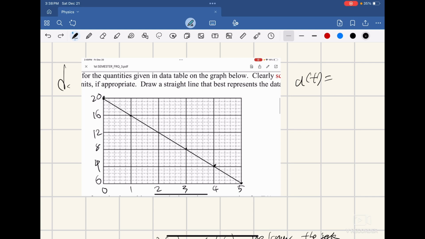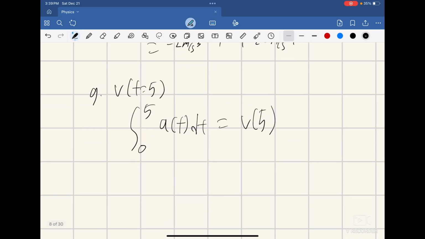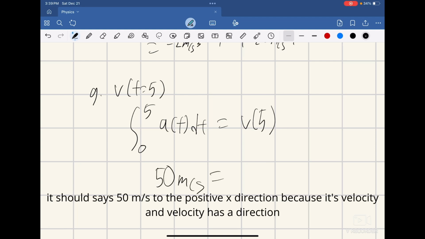And since it's a linear function, we can find the area by using the triangle formula, which is 1/2 base times height, where the base is 0 to 5, so 5, and the height is 0 to 20, so it's 20. So the area here, all of this, is just 50. So the integral from 0 to 5 of a of t is just 50 meters per second, which is equal to v of 5.